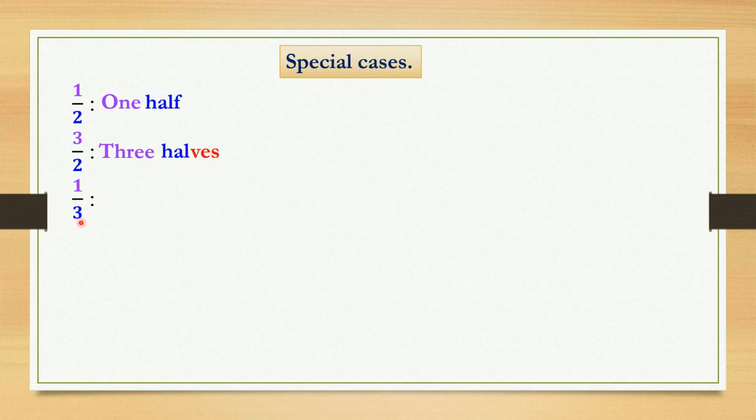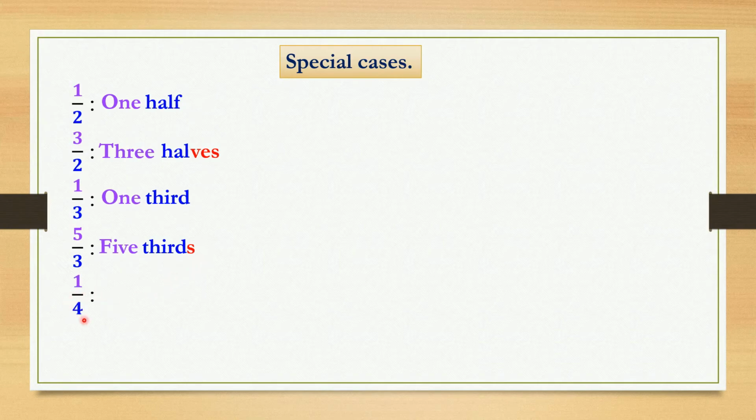If the denominator is 3, we read it third, and the fraction is one third. In this example, 5 over 3, the numerator is 5, more than 2. So we need to write the plural of third, which is thirds. So we read this fraction five thirds. We add s, not ths here.